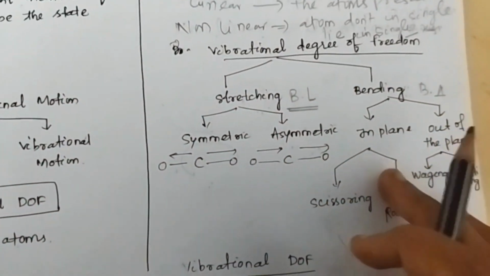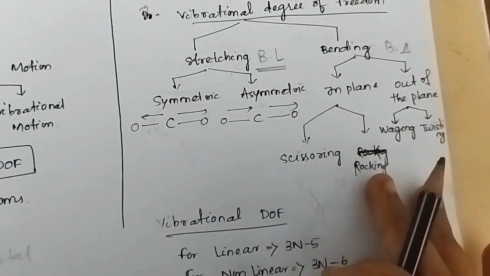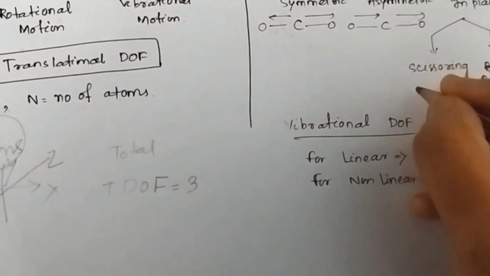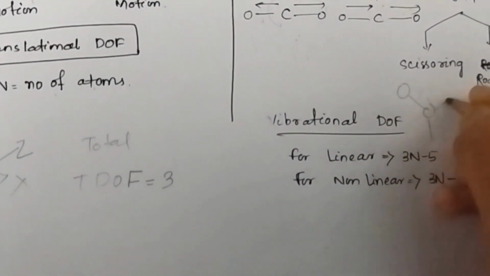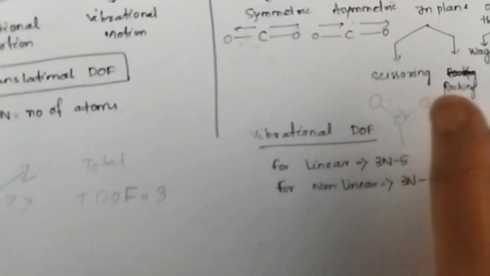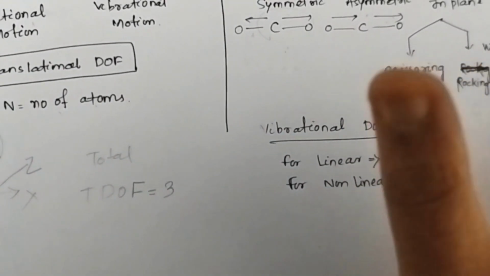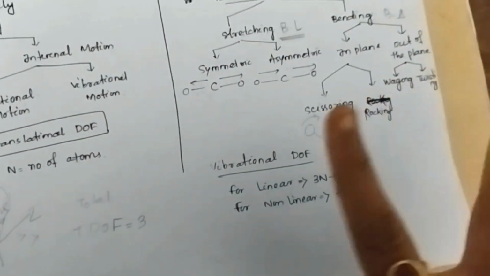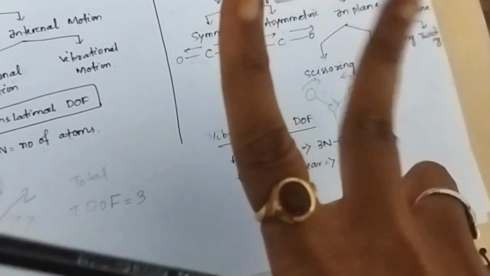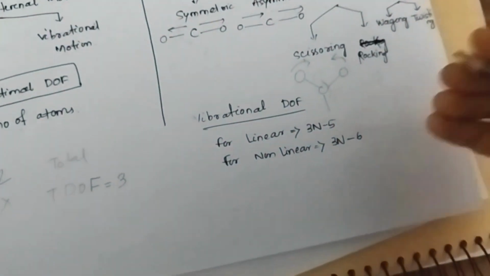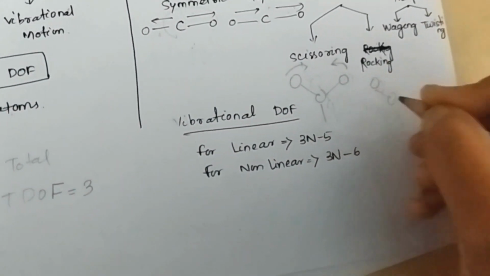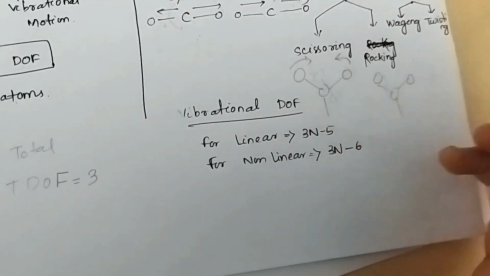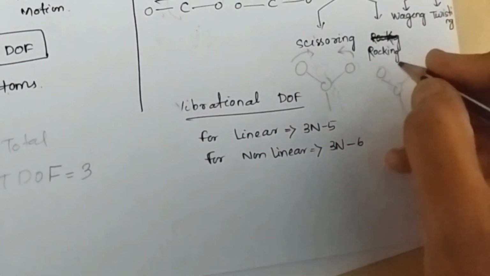Then bending is also of 2 types, in plane bending and out of plane bending. In plane bending is of 2 types, one is scissoring and one is rocking. If I take one molecule like this, then in scissoring, the atoms move back and forth, or they approach each other like scissors. In rocking, the atoms swing back and forth with respect to the central atom.